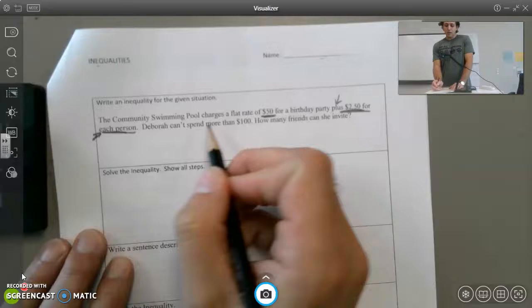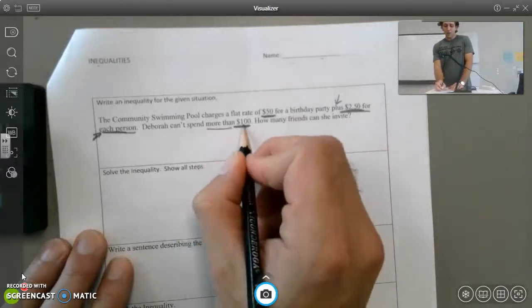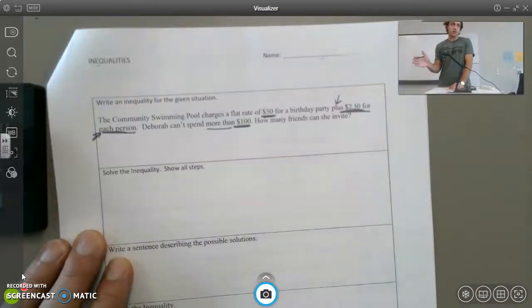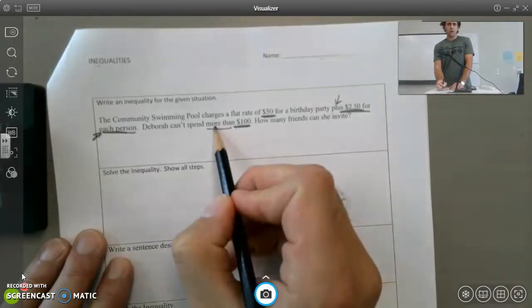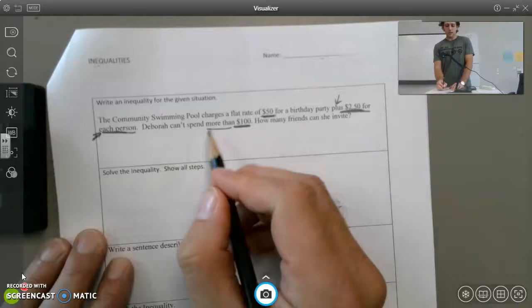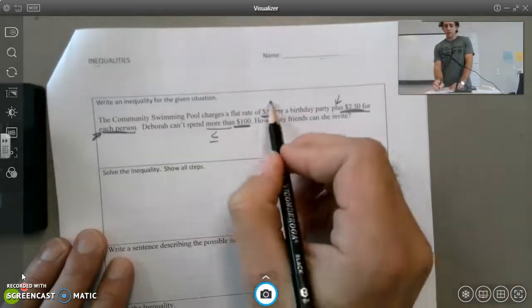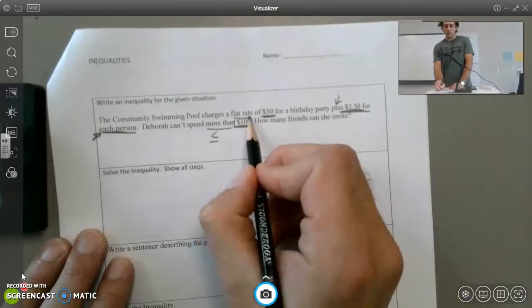Deborah can't spend more than $100. More than 100. She cannot spend more than 100. So that means she could spend exactly 100. She could spend less than 100. So what do you think our inequality is going to be? Can't be more, could be equal, could be less. Less than or equal to. All right, here's one expression up here, and here's our other expression, the total of $100.